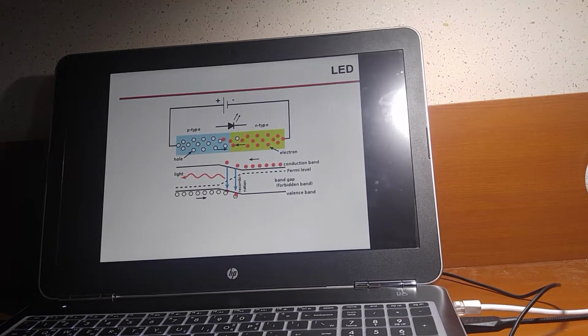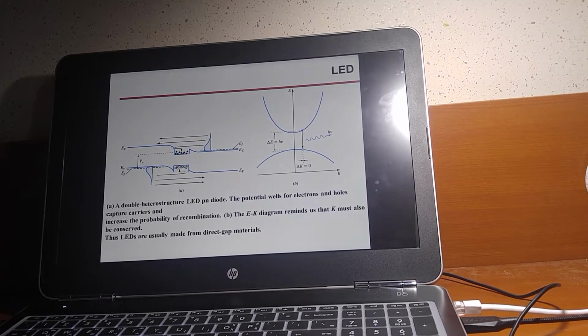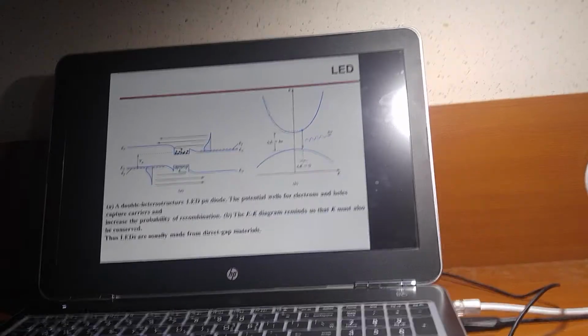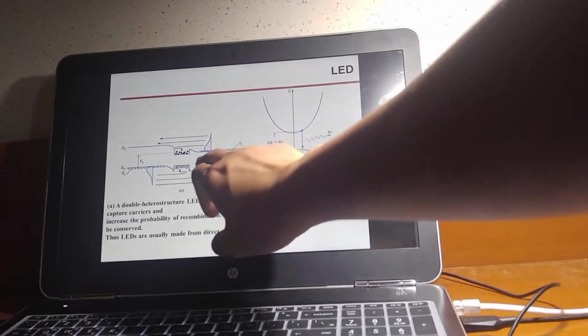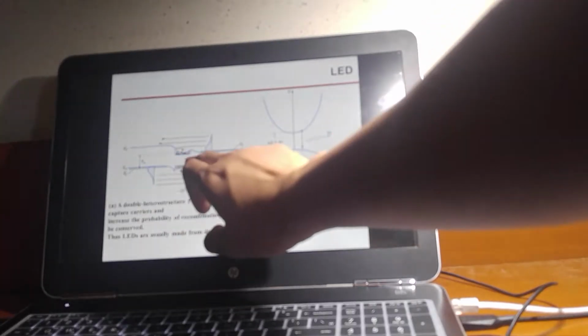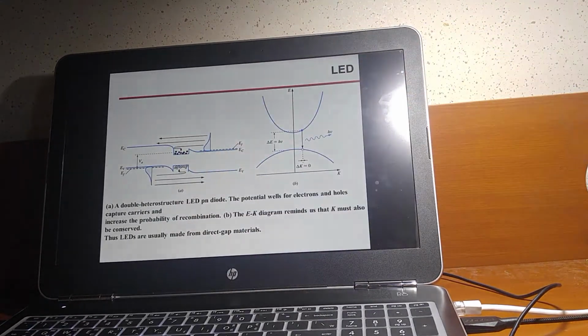And this is the structure of an LED. It is the same as a PN diode. We operate this by giving forward bias. Each mechanism is quite simple, quite the same as the PN diode, and there is some stage that is capturing the carriers and holes.